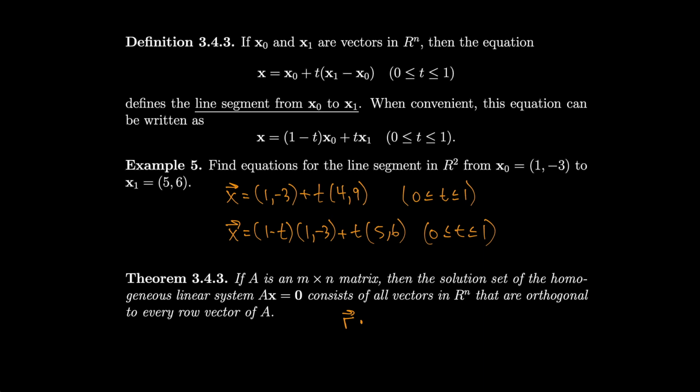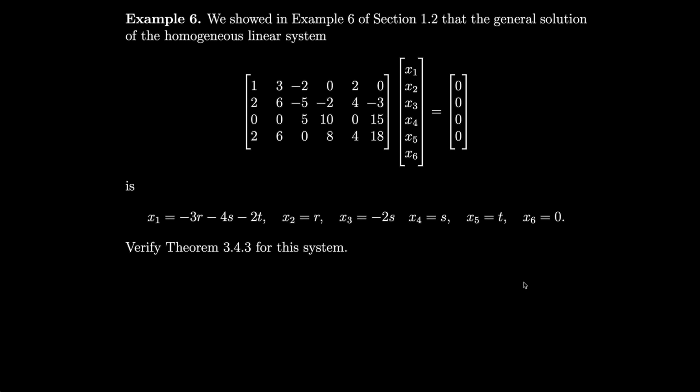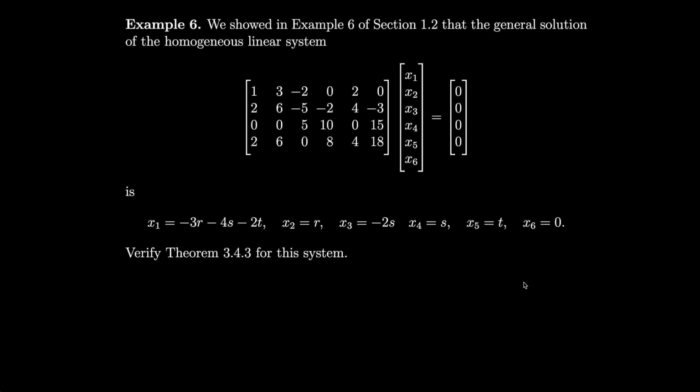So how about we apply that to an example real quick. We will basically show that theorem 3.43 is true for this system, which we already solved previously. So what we'll do is we'll write out our vector x. We already have the solution given over here for each of the components of x. So we can write that as (-3r - 4s - 2t, r, -2s, s, t, 0).